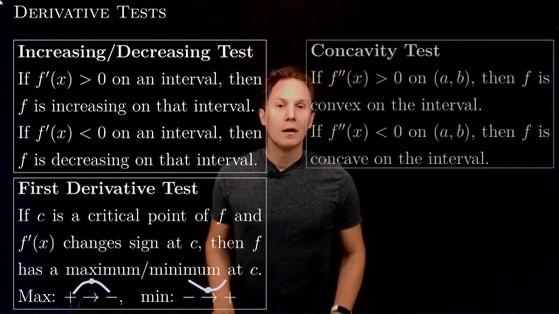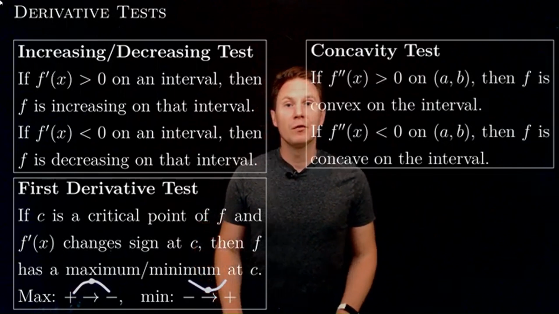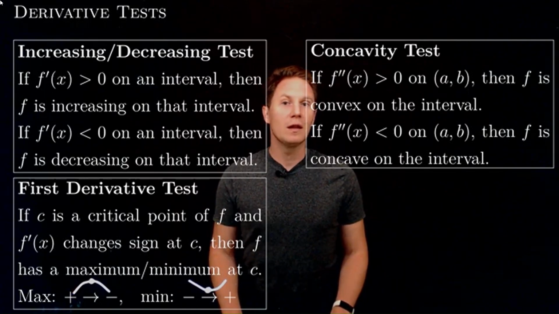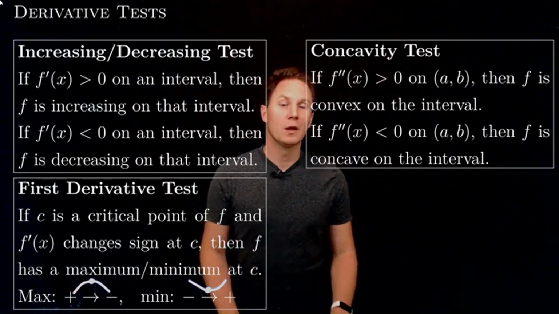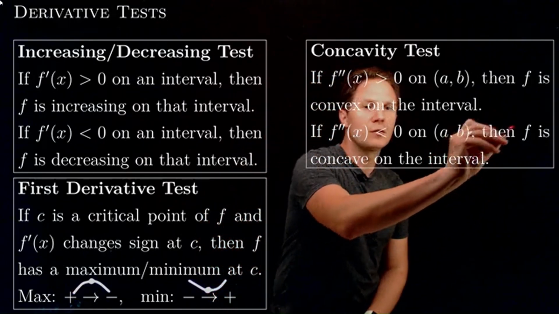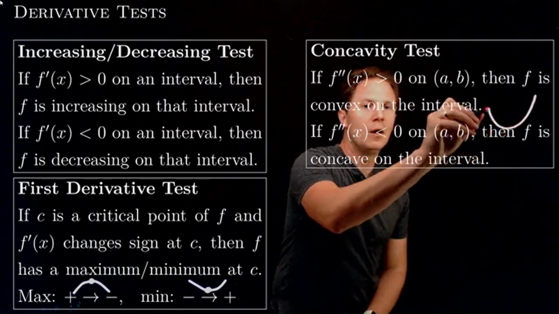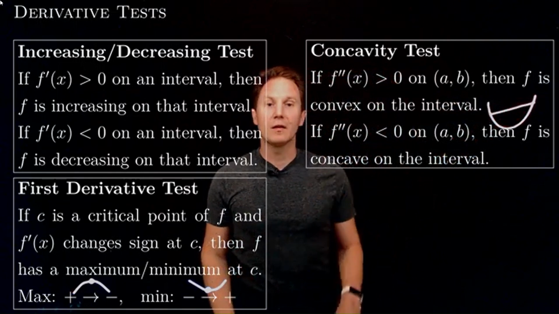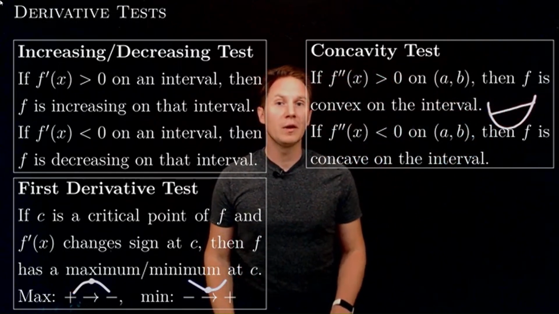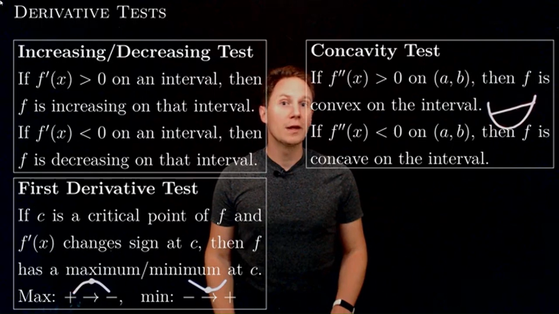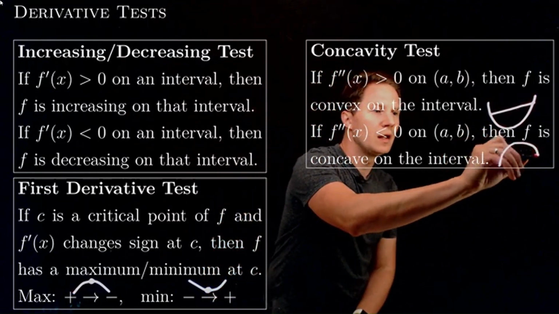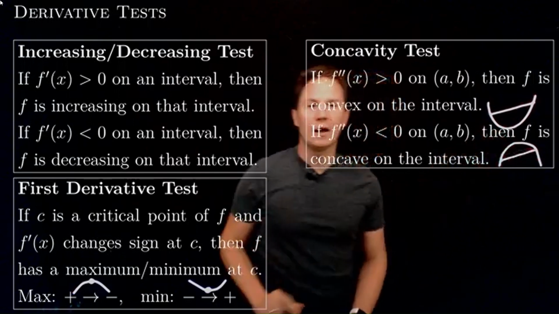minimum. The concavity test is involving the second derivative of our function, and it tells us that if the second derivative is positive on an open interval, then the function is convex on that interval. Convex means that the function's graph is below any secant line. Whereas if the second derivative is negative on an open interval, then the function is concave on that interval, and concave means that the graph of the function is above secant lines.